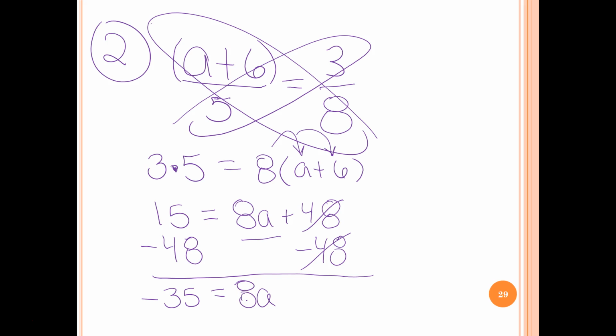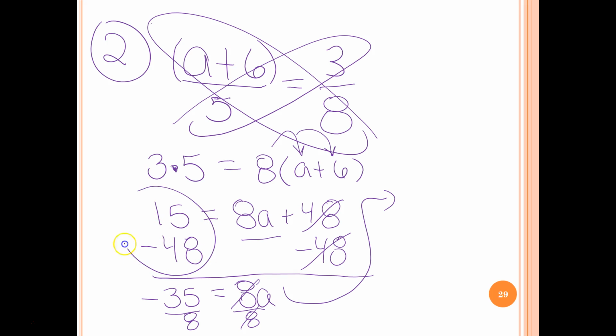And here, lastly, what we're going to do is divide both sides by 8, so we can get that a completely by itself. And you can see here we get a equals negative 35 divided by 8. And you can always leave these answers in terms of, whoops, I made a mistake. Did you catch my mistake here?